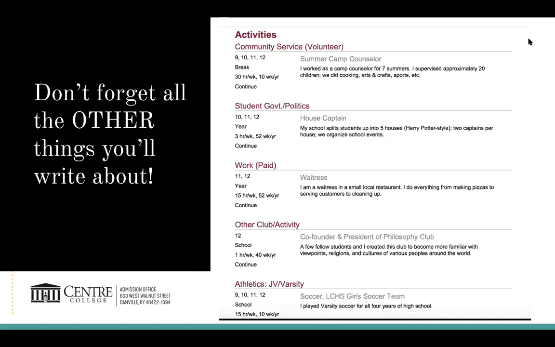So this student lists house captain, for example, and then she says, my school splits students up into 5 houses, Harry Potter style. And so she's a captain of this house. So all of a sudden, we have a much easier way to understand the importance of that commitment and what that responsibility was. So this is an example of a student who really used this writing in a good way to help us get to know her well.